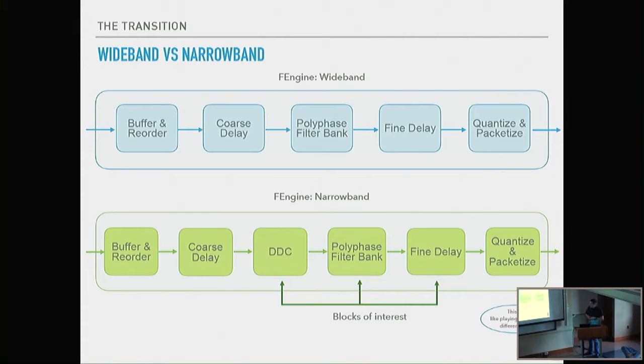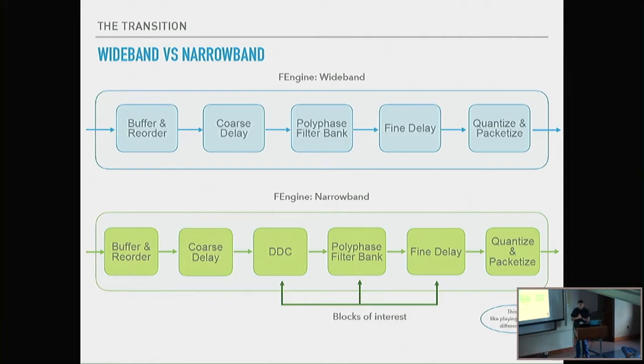Right. If we look at just the F engine side of things, I showed you a diagram earlier on where we have data coming in from our digitizer. This gets ingested by our F engine, and first of all goes through a buffer and a reorder stage. The reason for this is we are not guaranteed that the packets are going to arrive in order, and we need to work with the data in the correct order in which it was captured. So we have to do some reordering. It then goes through a coarse delay stage, and the coarse delay forms part of our delay tracking.